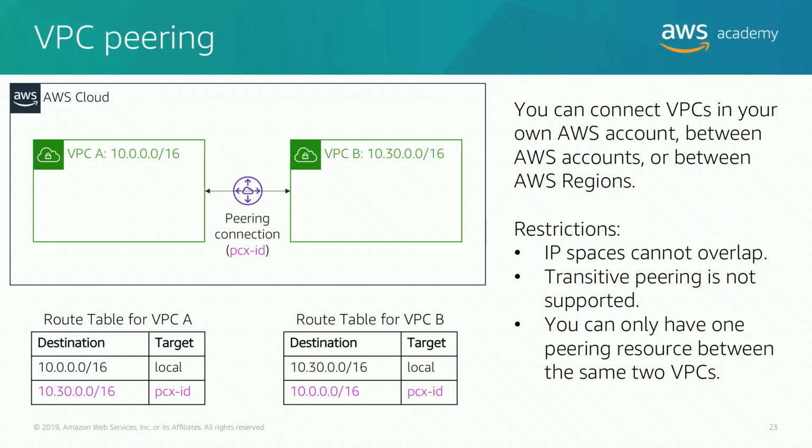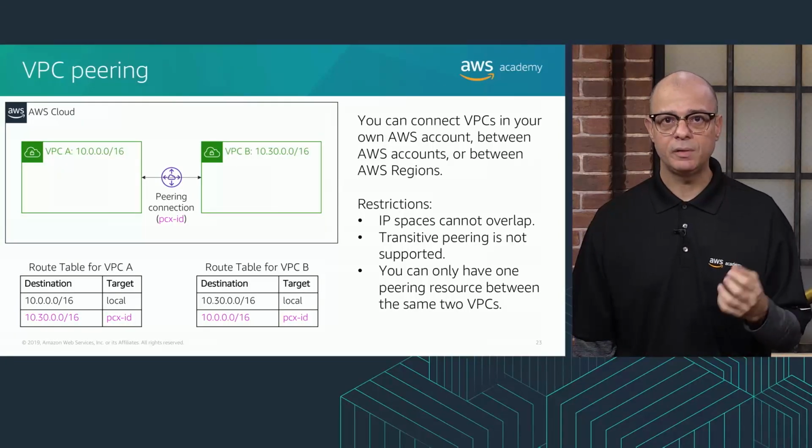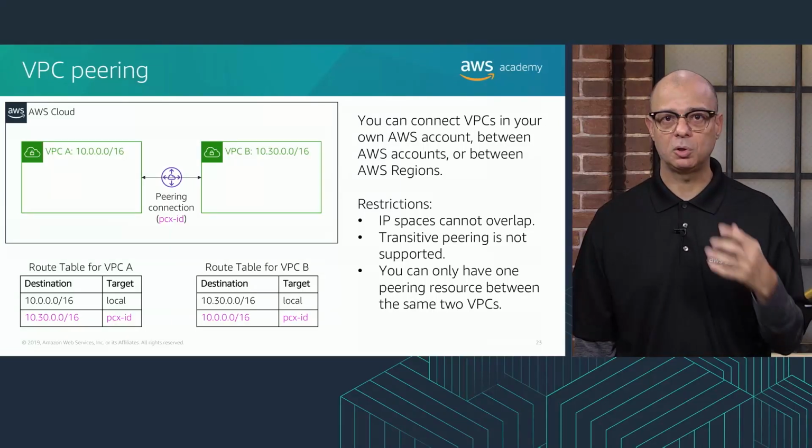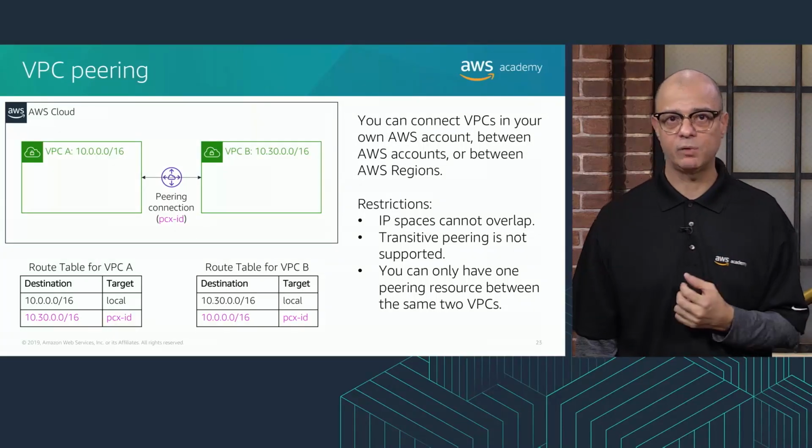A VPC peering connection enables you to privately route traffic between two VPCs. Instances in either VPC can communicate with each other as if they were on the same network. You can create a VPC peering connection between your own VPCs, with a VPC in another AWS account, or with a VPC in a different AWS region. When you set up the VPC peering connection, you create rules in your route table to allow the VPCs to communicate with each other through the peering resource.